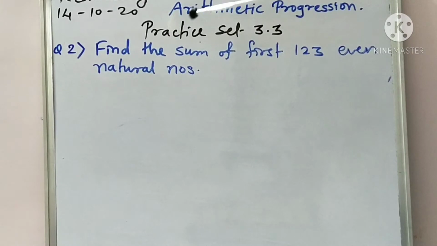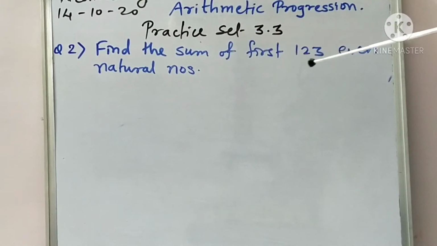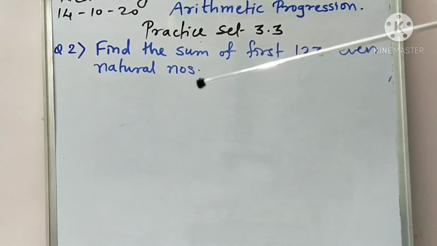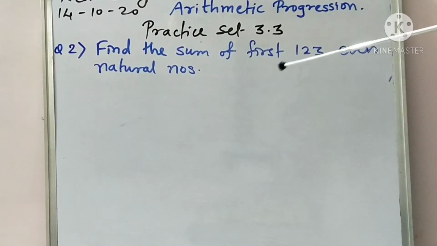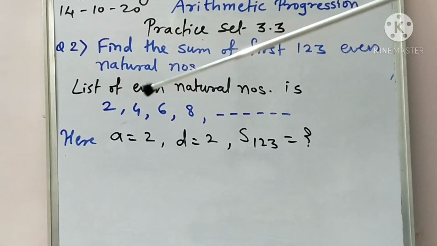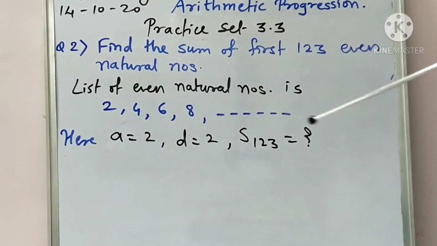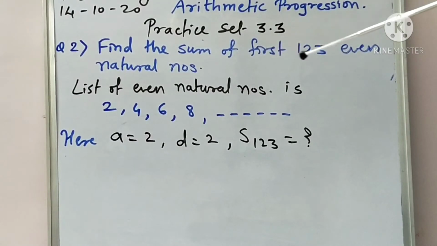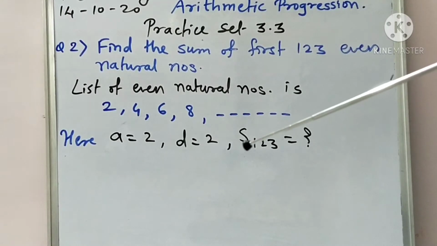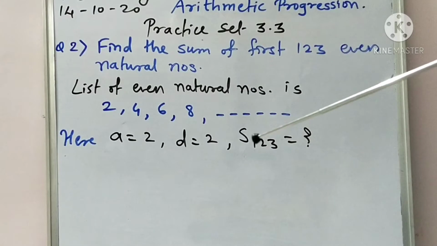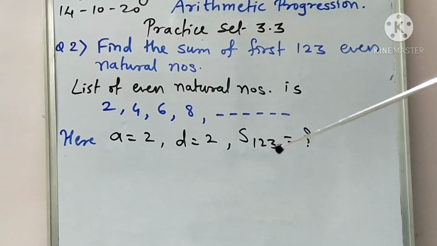Second question: find the sum of first 123 even natural numbers. To find the sum of these natural numbers, first we have to write down the list of even natural numbers. The numbers are 2, 4, 6, 8, up to infinity. The question is to find the sum of the first 123 even natural numbers, so you have to find S of 123, the sum of 123 numbers.